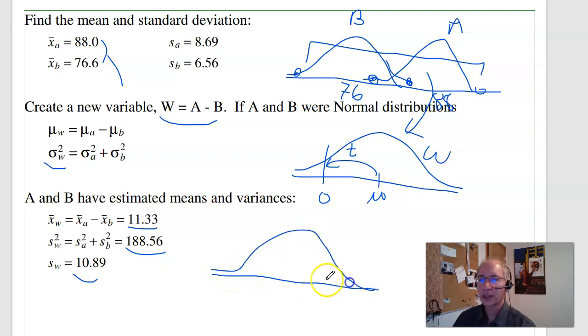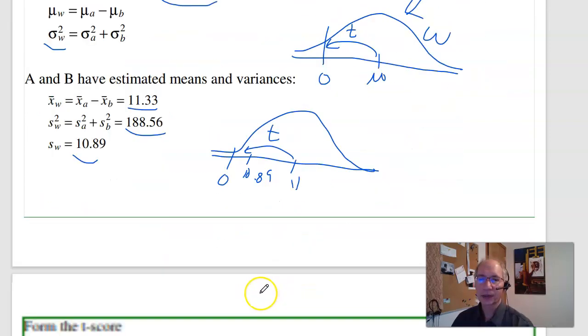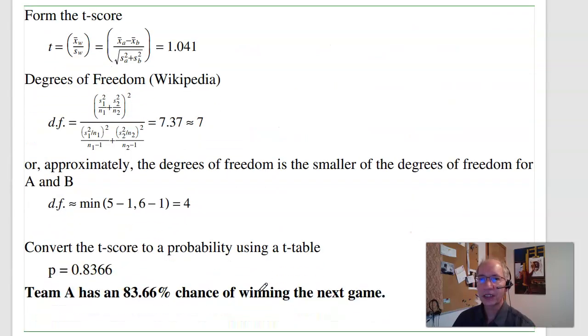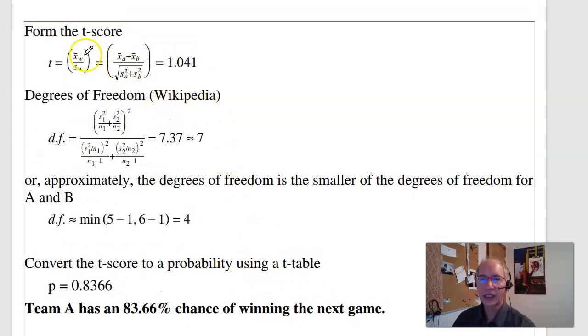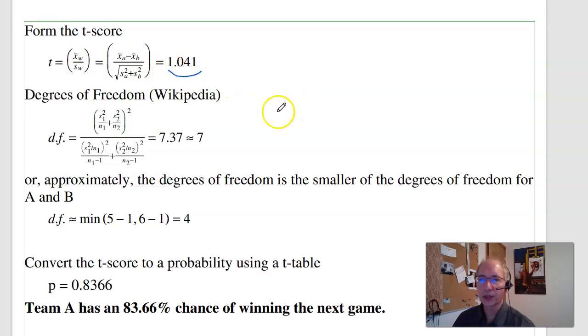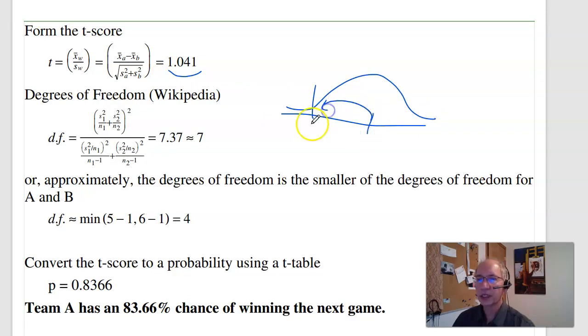So here's your W distribution. The mean is 11. Here's 0. That distance, one standard deviation, is 10.89. I can now find out how far 0 is from the mean in terms of standard deviations. I can find the t-score. So doing that, the t-score is the mean of W divided by the standard deviation of W, which is 1.04. So again, this distance right here, from the mean to my threshold, is 1.04 standard deviations.